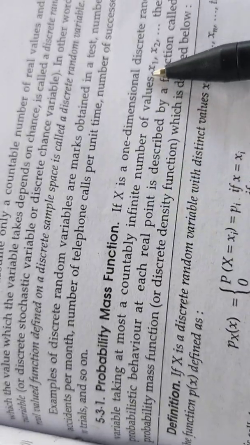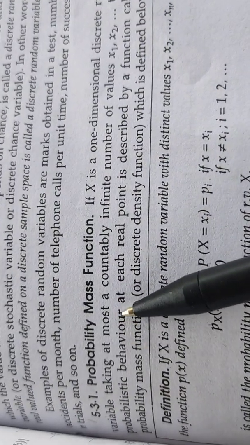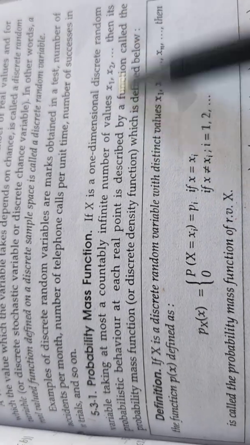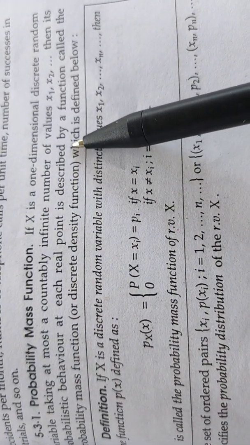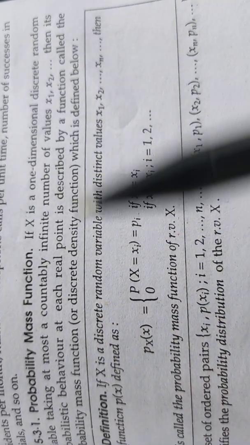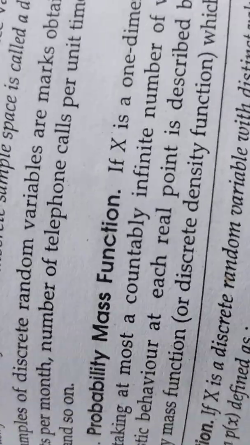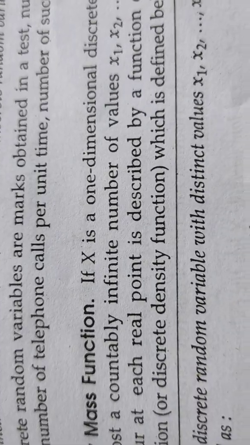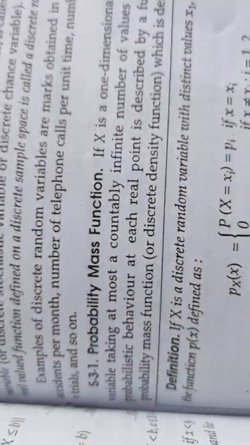If x is a one-dimensional discrete random variable taking at most a countably infinite number of values, x1, x2, and so on to infinity, then its probabilistic behavior at each real point is described by a function called probability mass function. You can also call it discrete density function or probability mass function, which is defined below.